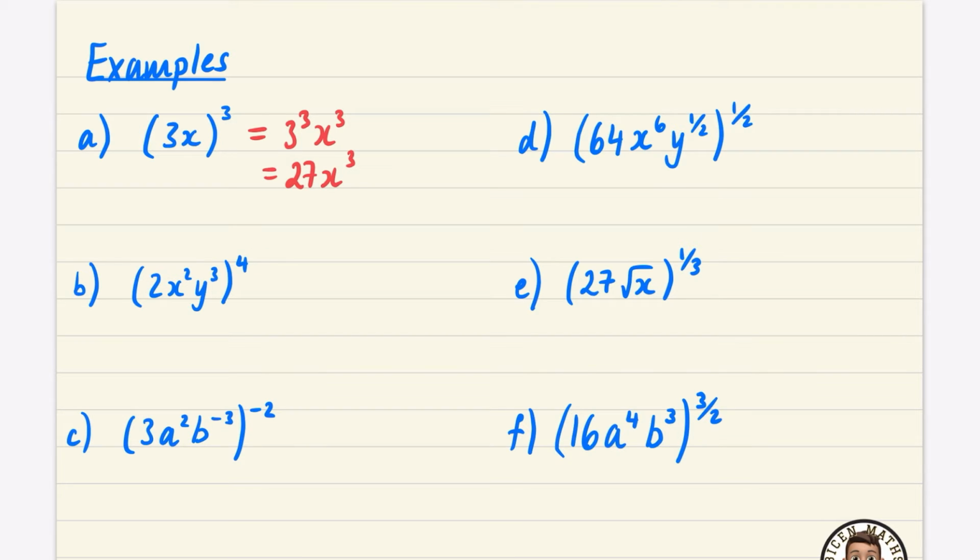So I'm going to do the 2 to the power of 4, 2 to the power of 4. Remember with the brackets you multiply the powers, so that's going to be x to the power of 8 and y to the power of 12. But 2 to the power of 4 is 16, so it's 16x to the 8, y to the 12.